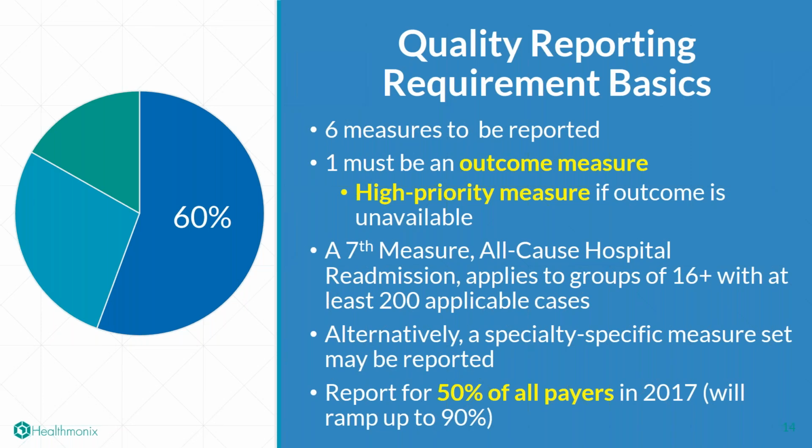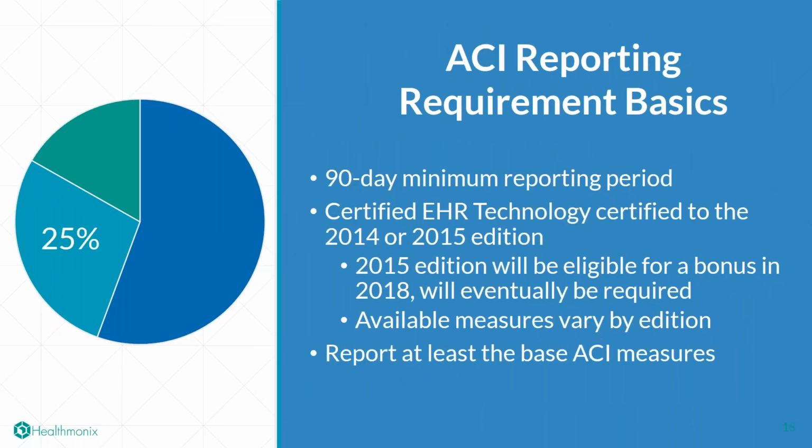So we're going to move on to ACI. And ACI, or Advancing Care Information, again, replaces the Meaningful Use Program. So this is really focused on how well you're using your EHR or electronic healthcare record technology, how are you engaging with it, and what does your performance look like in certain measures of EHR use as well. So for ACI, you're reporting on a minimum of 90 days within identified measures, and you need to report using a certified EHR or EMR that's certified to the 2014 or 2015 edition.